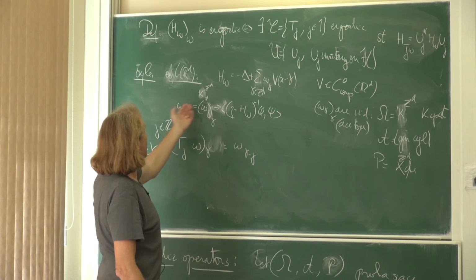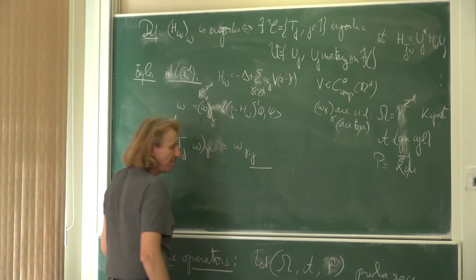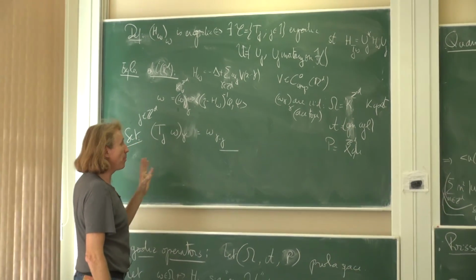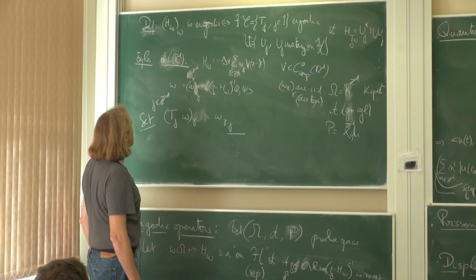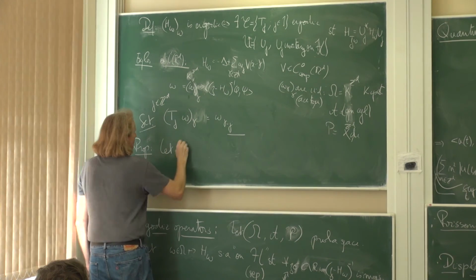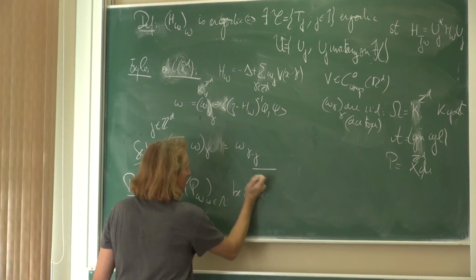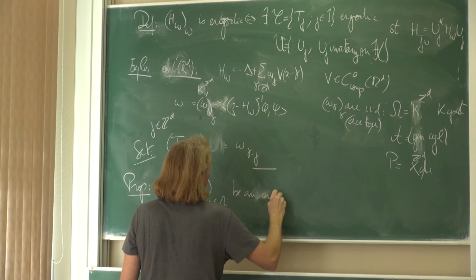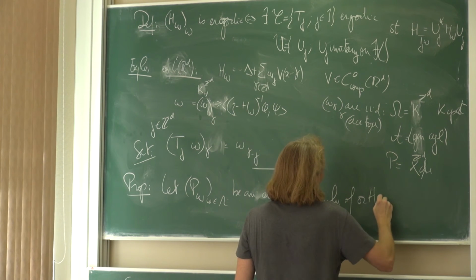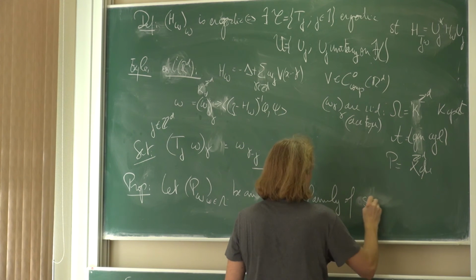So in this case, we have an ergodic operator. The first basic property for ergodic operators is that the spectrum of an ergodic operator is not going to depend on omega. So the proof of this is the following. Let me prove the following proposition. Let P_omega be an ergodic family of self-adjoint projectors.